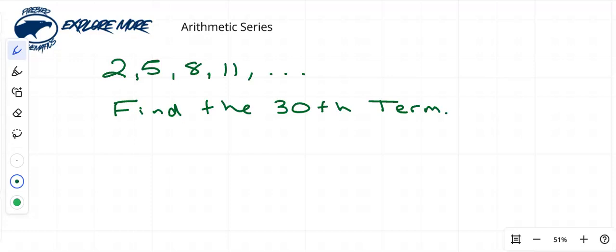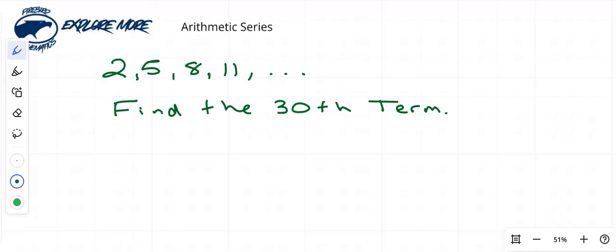Alright, welcome back everybody. So today we are going to explore more with an arithmetic series. Okay, so in algebra class, there's a good chance you've maybe talked about something called a sequence, or an arithmetic sequence. So today we're going to take it a step further and talk about an arithmetic series. So before we do that, let's just go ahead and recap what an arithmetic sequence is.